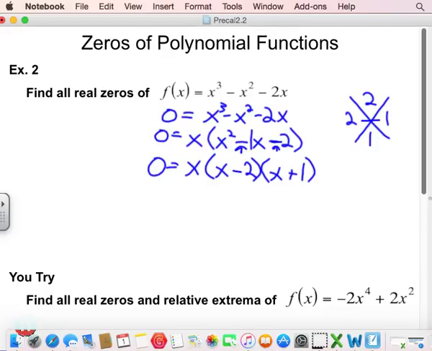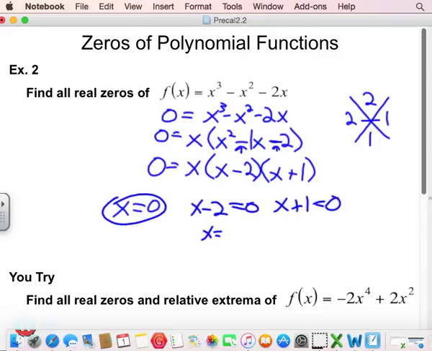So what you do now is every factor you have that has a variable in it, you set each of those equal to 0. So I'm going to set x equal to 0. That's one factor. My other factors are x minus 2 and x plus 1. So I set all these equal to 0 and solve them. Well, this one's already solved. Add 2, so x equals 2. And subtract 1, so x equals negative 1. So those are my zeros. Those are my 3 real zeros.